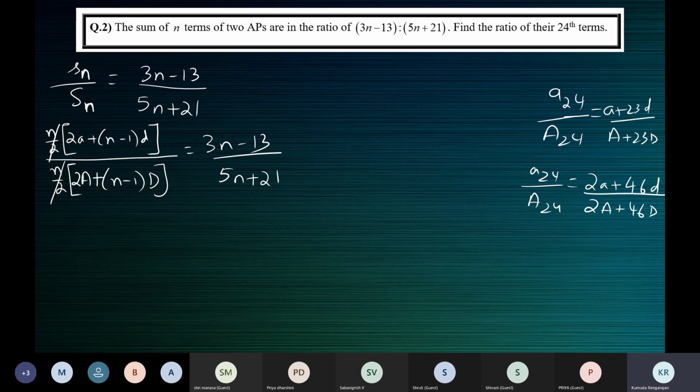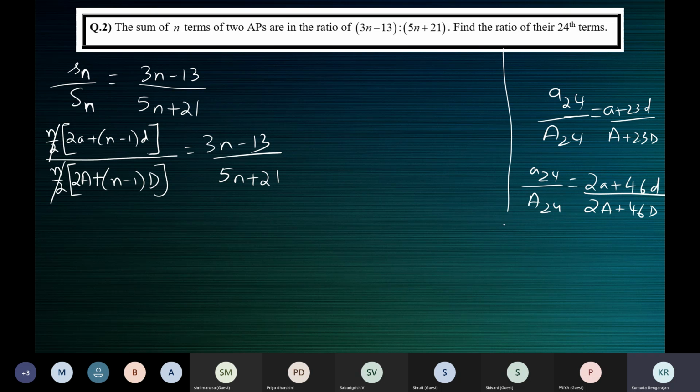We want to compare the coefficients. You can compare the coefficients only when the form matches. Now here it is 2A. This expression is 2A plus n minus 1 into D, while here we had A plus 23D. So now it's easy to compare with 2A plus 46D. So 2A, 2A. Now this n minus 1 into D should be 46D.